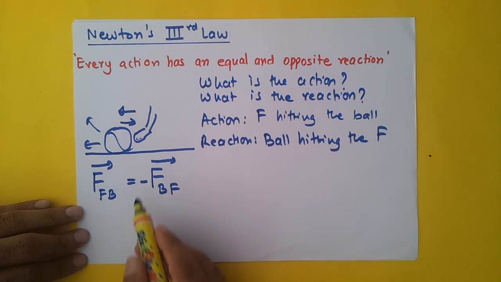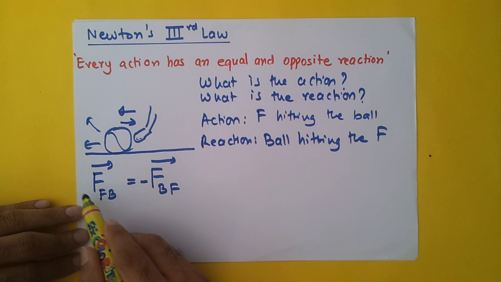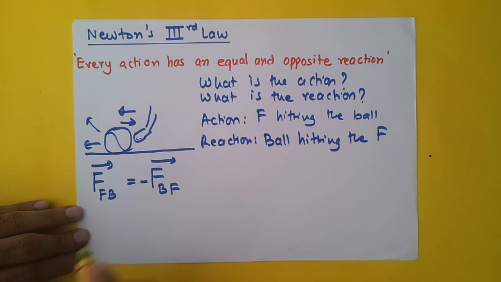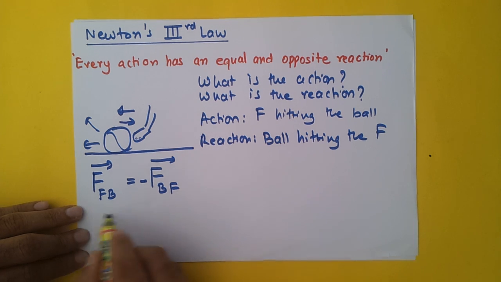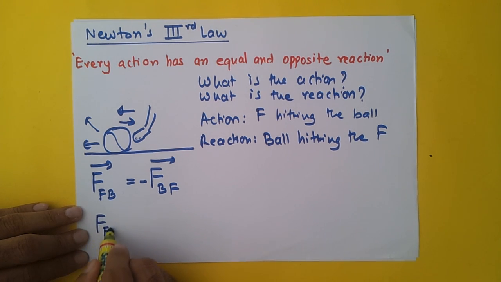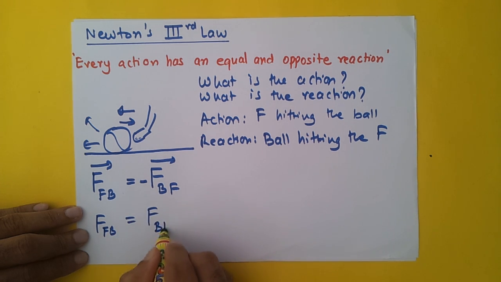In this video, we are not going to worry about the direction. We are not going to look at these forces as vector quantities, even though they are. We are simply going to focus on the magnitude. And therefore, I'll rewrite this as force applied by the footballer onto the ball is equal to force applied by the ball onto the footballer.